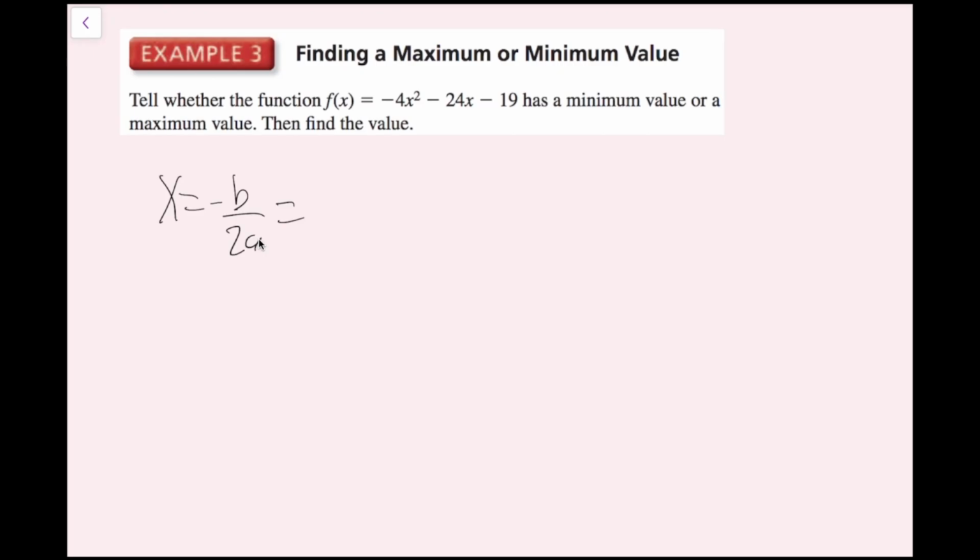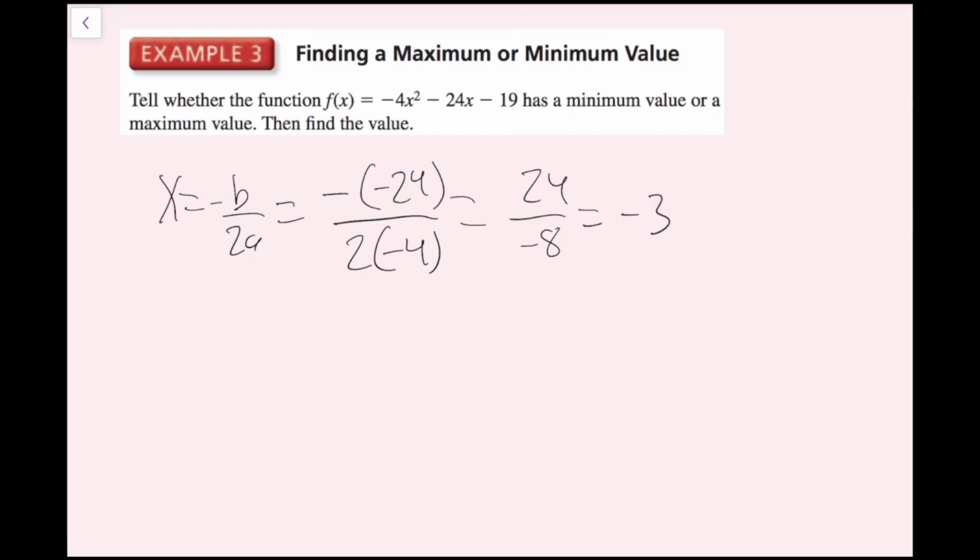So this is going to equal parentheses, -24 over 2 times -4. A common mistake is if there's a negative coefficient to forget this negative sign as well. Make sure that you're always plugging in your numbers with parentheses because this negative and this negative are going to eventually cancel out. So anyway, when I simplify this, I'm going to get positive 24 over -8, which equals -3.